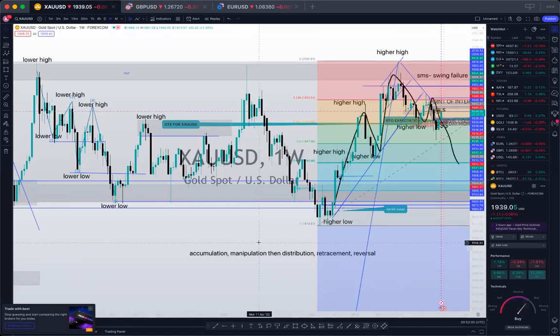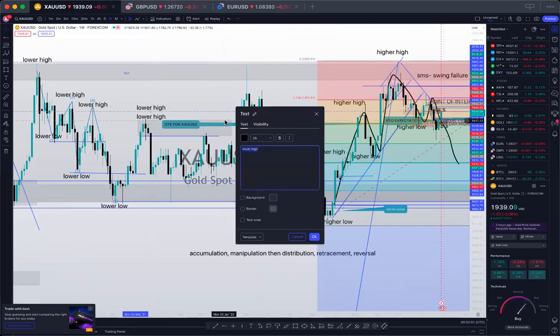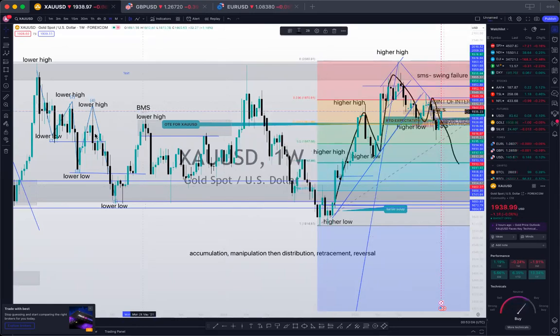So now we've talked about the validations. Now you can call this your BMS, that is your break in market structure. Same thing is applicable to all these ones too. You understand? This was the lower low, lower high. We broke it above, you can call it BMS, you understand?